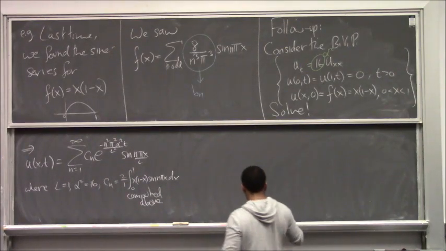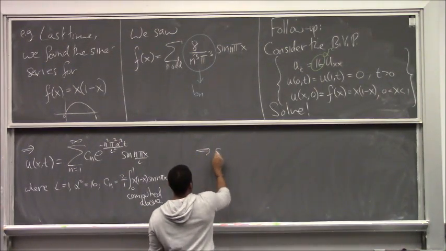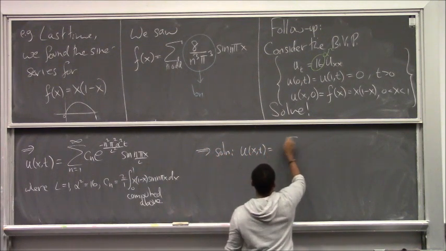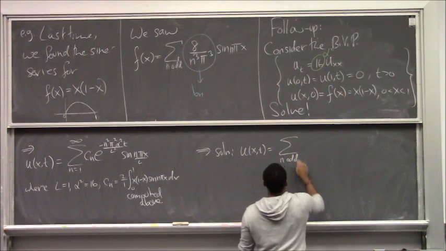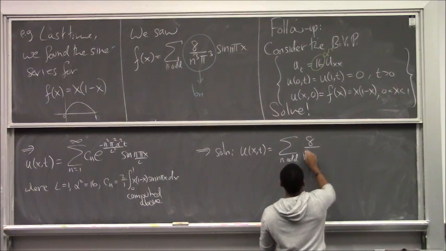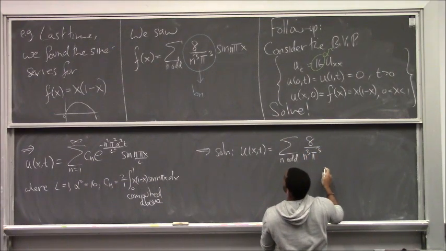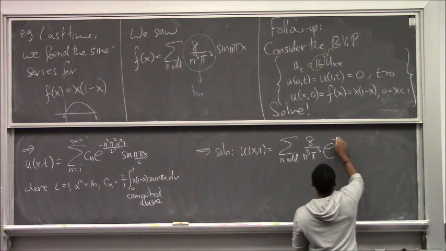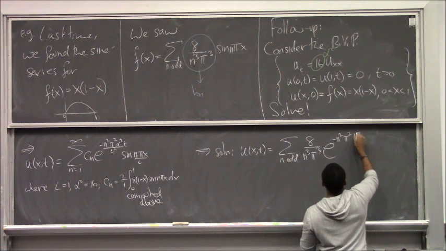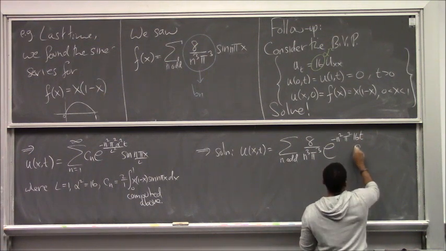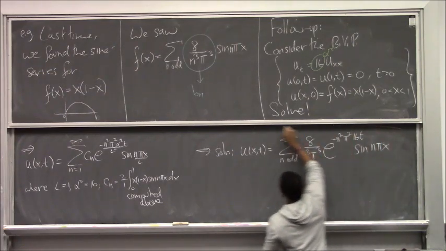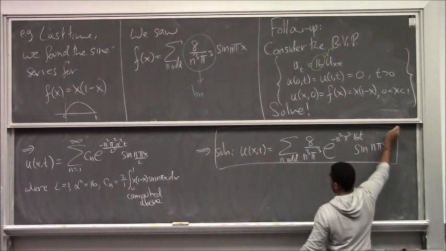And so then you say the solution is therefore given by u of x, t equals the series over all odd n of 8 over n cubed pi cubed, e to the minus n squared pi squared 16t, sine of n pi x. That's it.